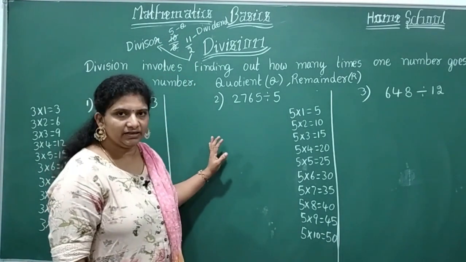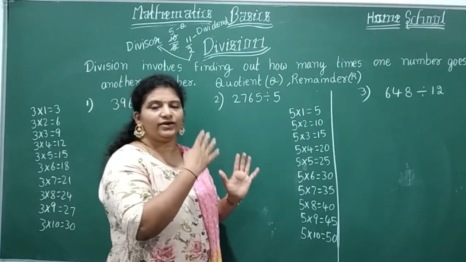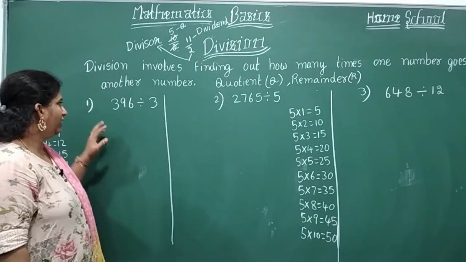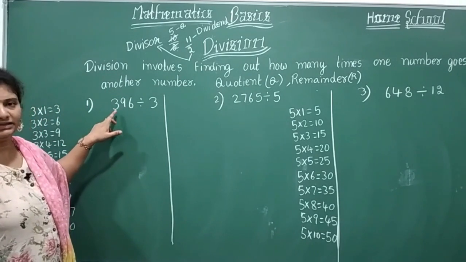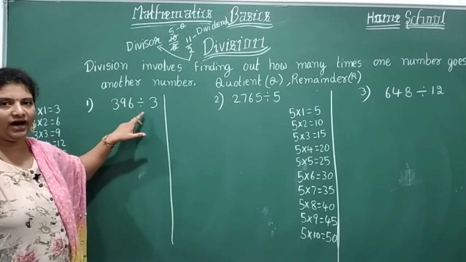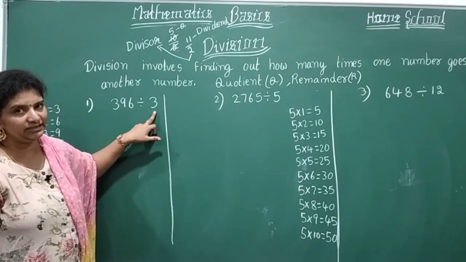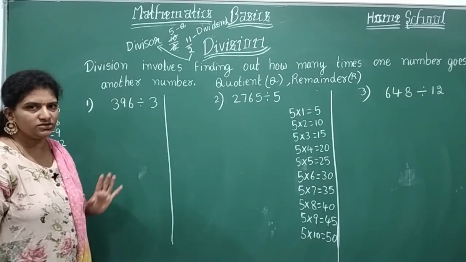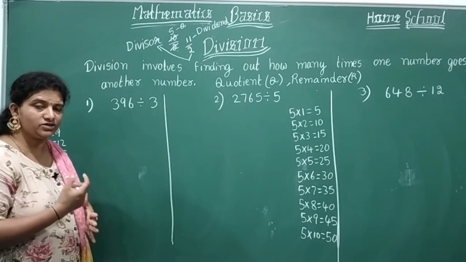So let's start here, children. Let's learn 3 problems. Look here carefully. I have taken a 3-digit number to divide with a single digit number. You already know the place values, and how to read and write them.